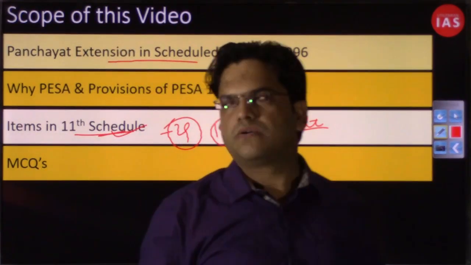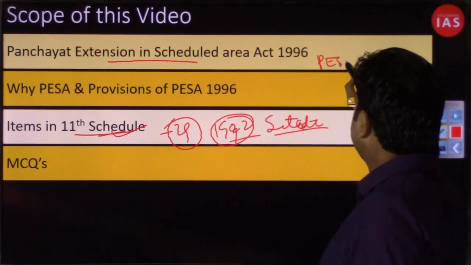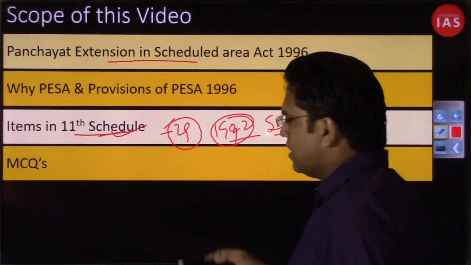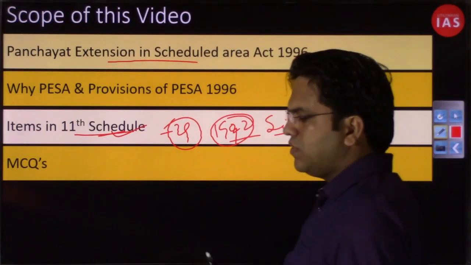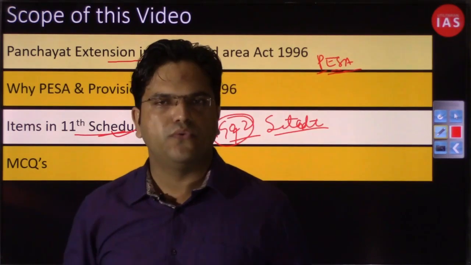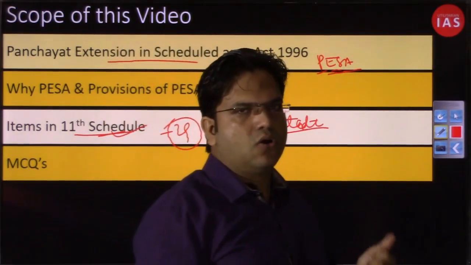So in short format we'll keep referring to it as PESA, and this is how it is known in political circles. PESA is nothing but Panchayat Extension in Schedule Area. What is this schedule area? You will know when we study the fifth schedule, but we'll have a brief discussion on the schedule area.